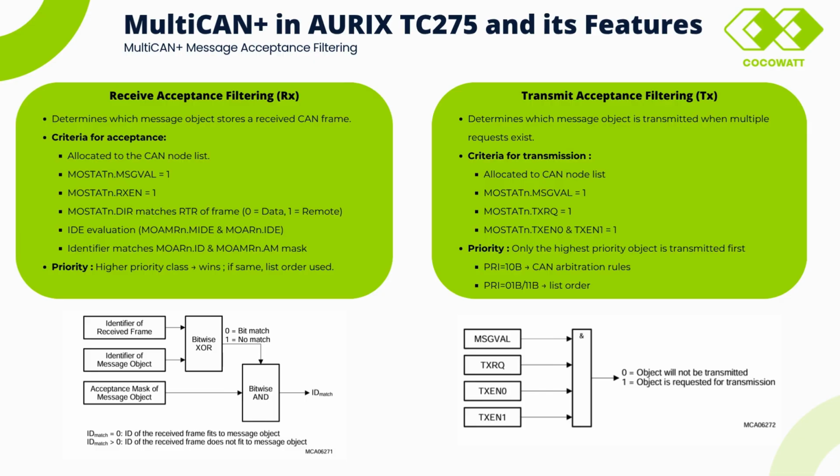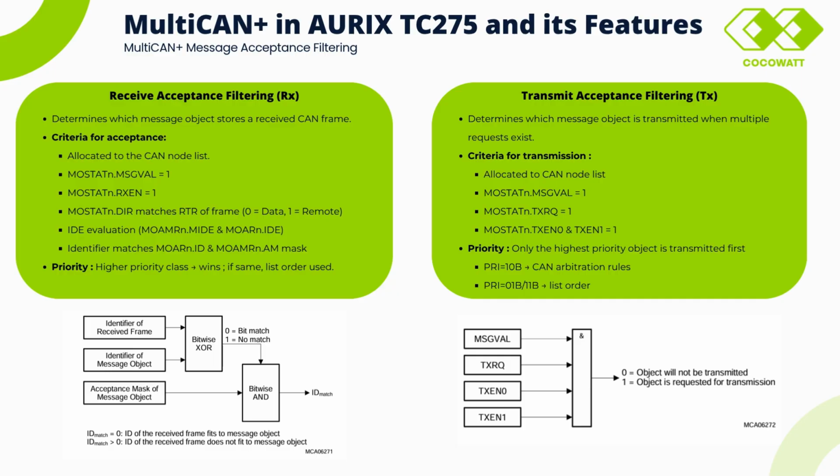Message acceptance filtering in MultiCAN Plus. Firstly, we have receive acceptance filtering, or RX filtering. This process determines which message object will store a received CAN frame. The key criteria for acceptance include allocation to the CAN node list and matching the message status like MSGVAL and RXEN and direction. These conditions ensure that only the relevant frames are processed, priority is given to higher priority classes, and if priorities are equal, the list order is used as a tiebreaker.